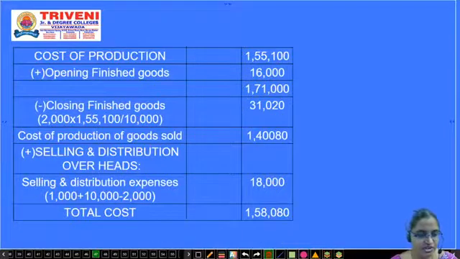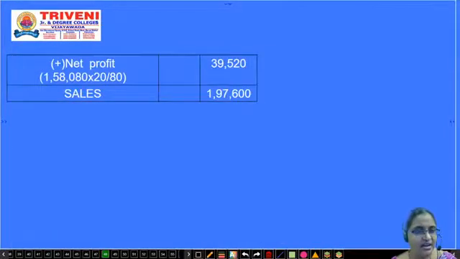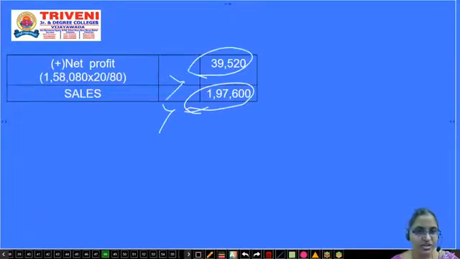The next continuation. Add net profit. To calculate net profit, sales is needed. The sales 1,97,600 was not given in the problem. Net profit 39,520 was also not given in the problem. Once you verify the problem, the selling amount was not given and the profit amount also was not given. These two points were calculated with the help of other information.